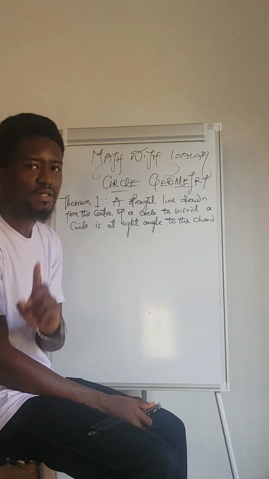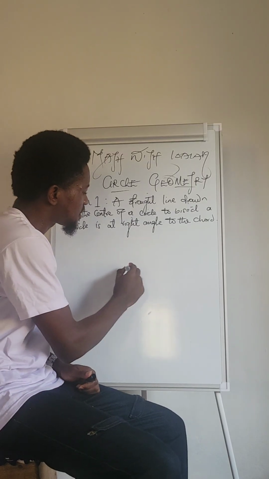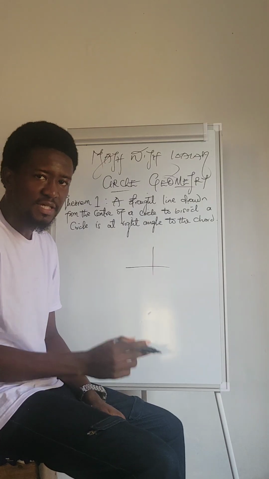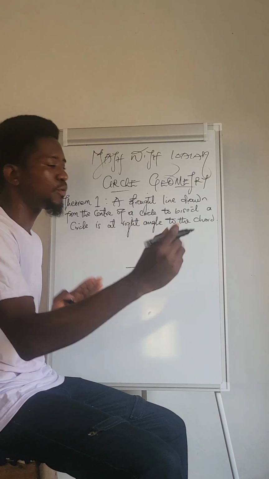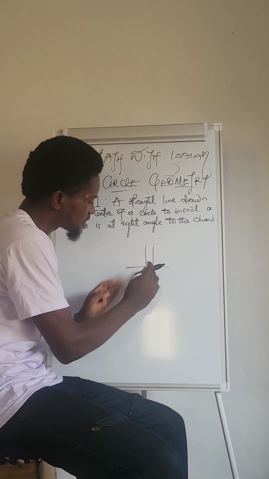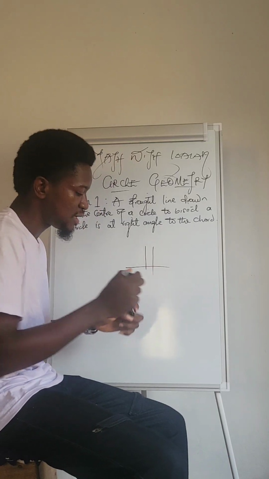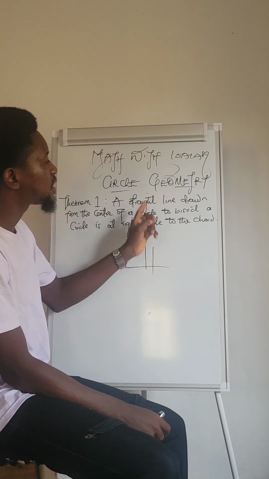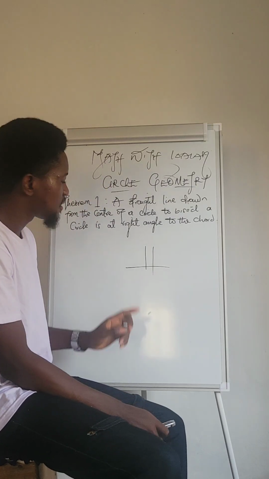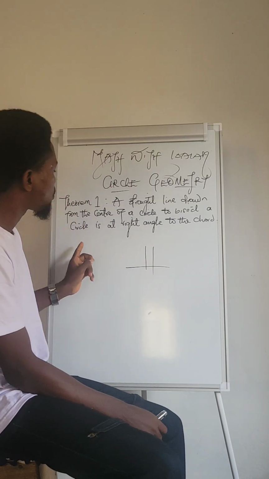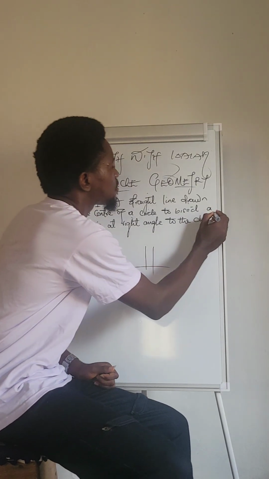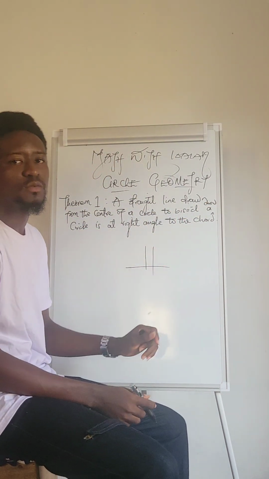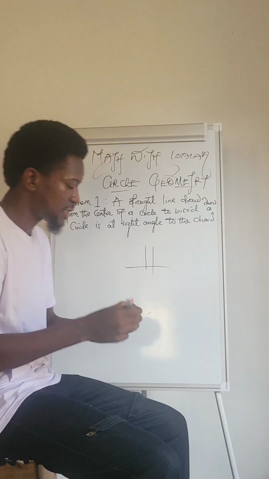Bisect is not the same as divide. If I have this straight line, I've divided it this way. But when I say bisect, it means to divide into 2 equal parts. So it means something like this, dividing so we have 2 equal parts. That's the word used here, bisect. So a straight line drawn from the center of a circle to bisect a chord is at right angle to that chord that was bisected.